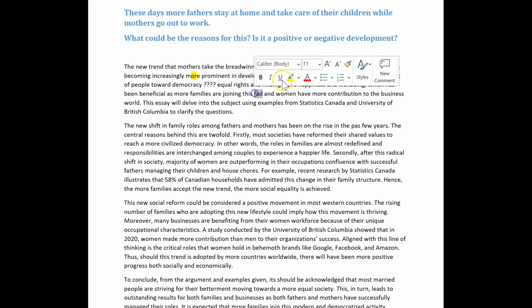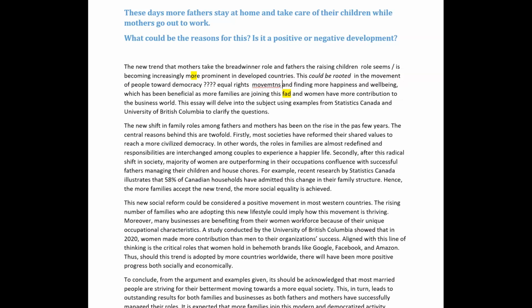Okay, fad, be careful. That is a negative connotation, that word. It suggests it's a short-term trend and not of value. So wrong word choice there, I think. We're getting a bit long and complicated for an introduction. So I would almost go, this could be rooted in the equal rights movement and the search for, rather than finding, the search for more happiness and well-being. And then I would take out this, actually. I don't think you need that in the intro.